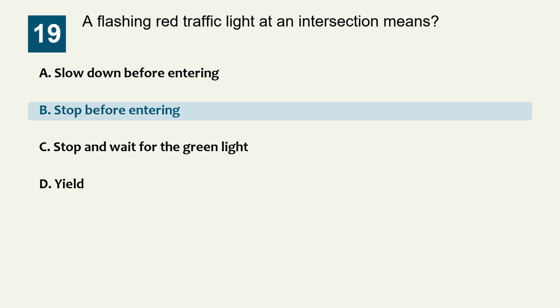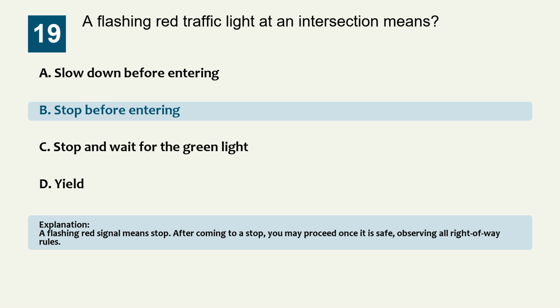The correct answer is option B. Stop before entering. A flashing red signal means stop. After coming to a stop, you may proceed once it is safe, observing all right-of-way rules.